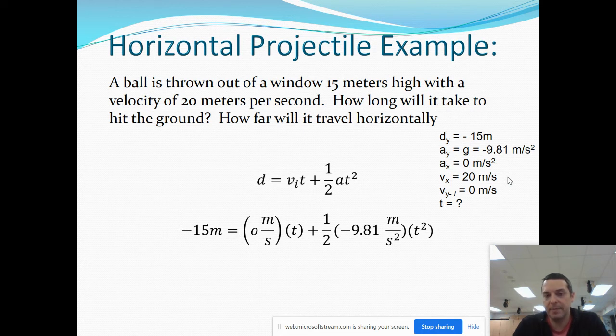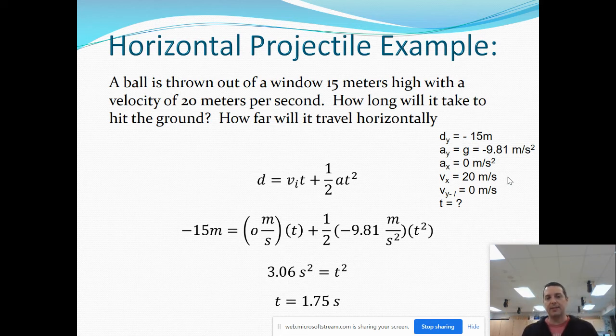So our vertical displacement is going to fall 15 meters. It has zero initial velocity vertically. And then it's going to be accelerating downwards with a negative 9.81 meters per second squared. So if we plug in our values for the vertical direction here, we're going to find that we can substitute into this equation and ultimately get to a point where time squared is going to be equal to 3.06 seconds squared. Taking the square root of both sides, we'll find that the actual time it takes it to fall is 1.75 seconds.